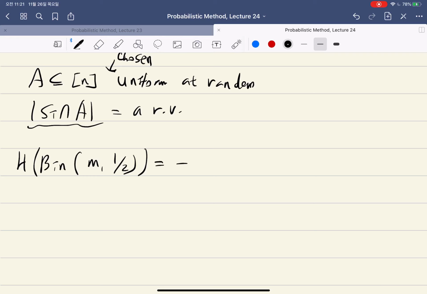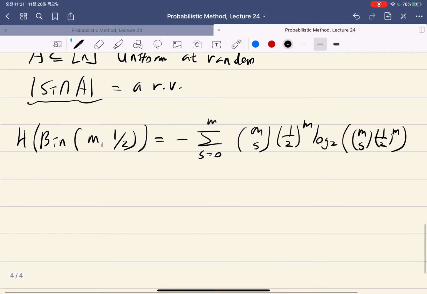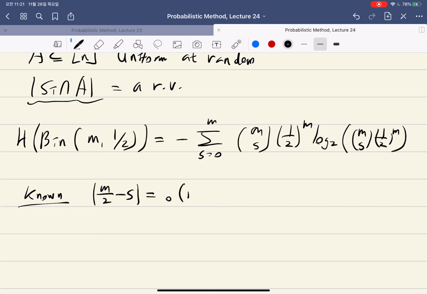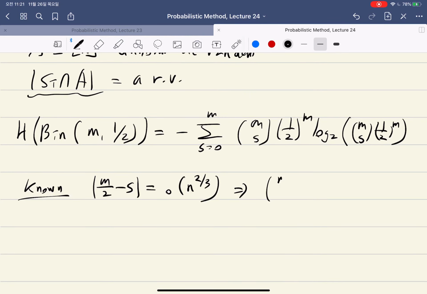If you just simply use the formula for entropy, this is what you get. And it is known that, for example, if S and m over 2 are very close, then we know that m choose S is roughly 2 to the m over square root of half n pi e to the negative, say, t squared over n, where t is the absolute value of m minus 2s.